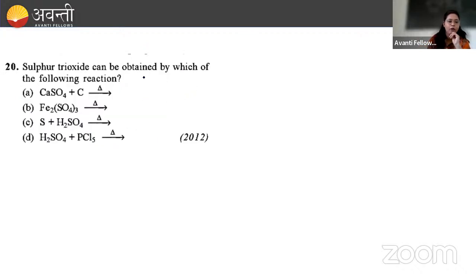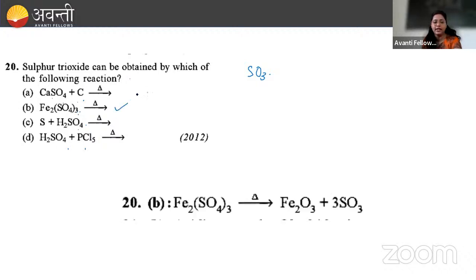Sulfur trioxide can be obtained by which of the following reaction? So we are heating these molecules, okay, and we need to find out with the help of which reaction we are going to get the sulfur trioxide, that is SO3. So when you heat calcium sulfate plus carbon, when you heat ferrous sulfate, when you heat H2SO4 with sulfur, and when you heat H2SO4 with PCl5, among all these reactions, option B. Here, see the reaction, what is happening? We are getting Fe2O3 and we are getting SO3. So that's why this option will be correct. Okay, everyone. So option B is the correct option here.